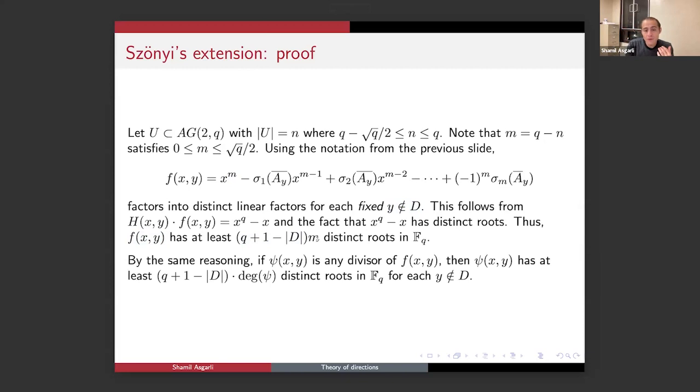But you can say something more if you take any irreducible factor of f. For example, if you take any psi of xy, then this also has a lot of roots, simply because f of x has distinct roots. You use the same argument to see that it has a lot of roots.